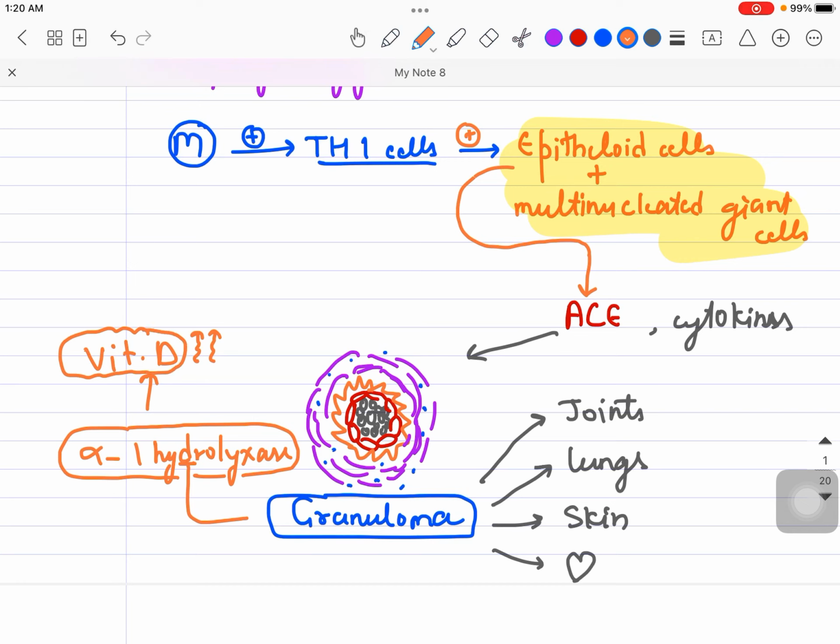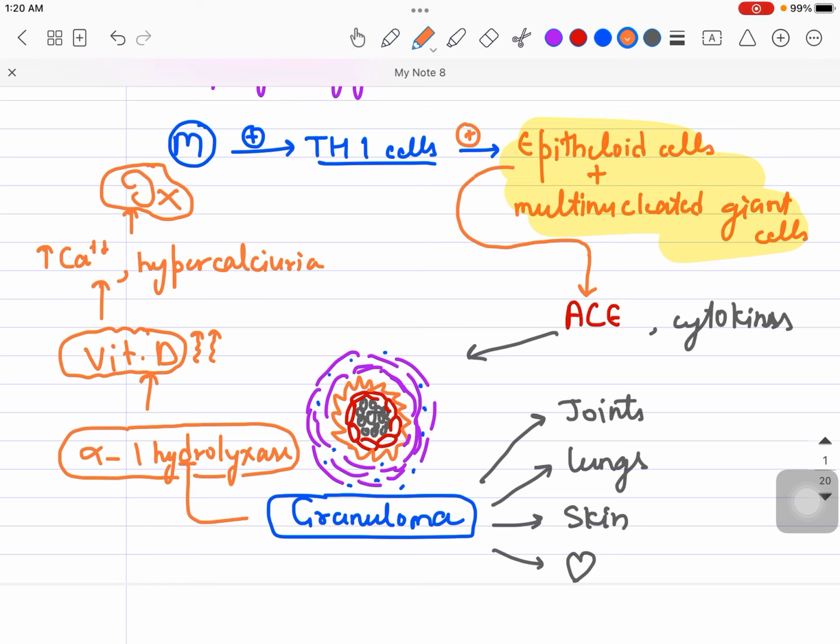Okay. So due to that, what will happen? If vitamin D is activated, it will cause an elevated level of calcium in the blood. If the calcium levels are elevated in the blood, calcium levels will be elevated in the urine also. So hypercalcemia, hypercalciuria can happen, and possibly it can lead to renal failure.